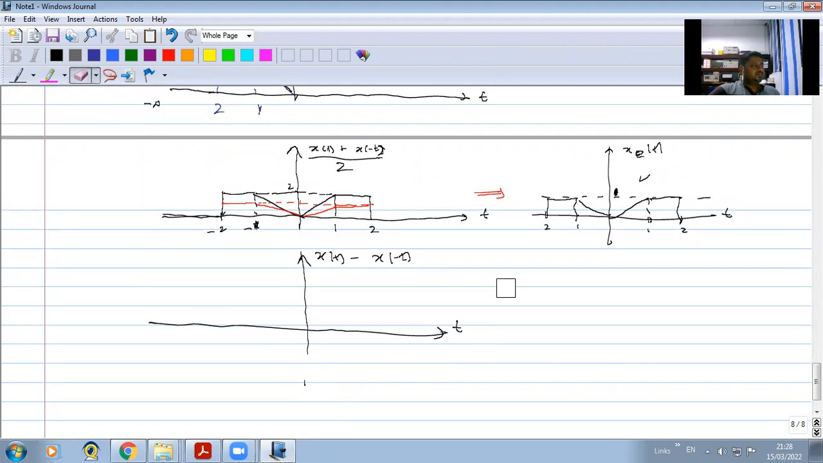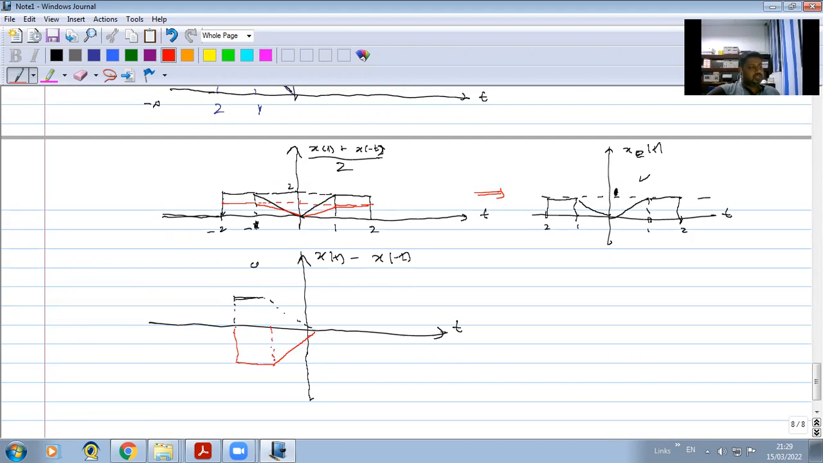If you can't understand, you have to work hard and understand these things. So now you can see that the upper section is like this. It is 0 minus this part, that means this will be minus. So actually the signal we get is like this.